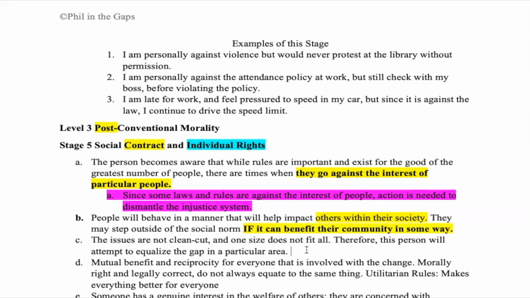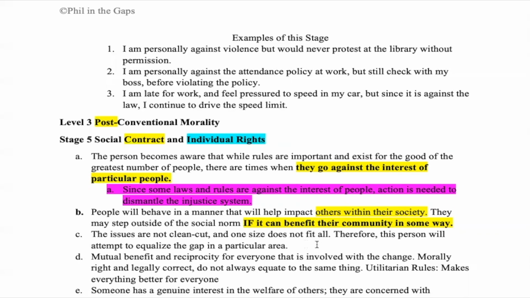This person is trying to advocate for the rights of singular individuals within their community. So mutual benefit and reciprocity for everyone that is involved with the change. So what that looks like is the social worker is getting fulfillment for the things that they are doing, and they are advocating for their community in some way, shape, or form. So that is where morally right and legally correct do not always equate to the same thing.